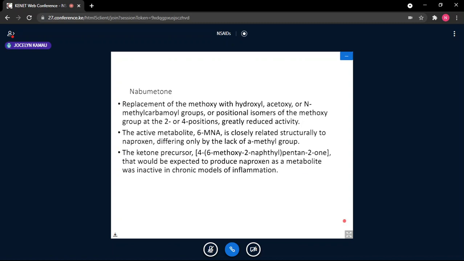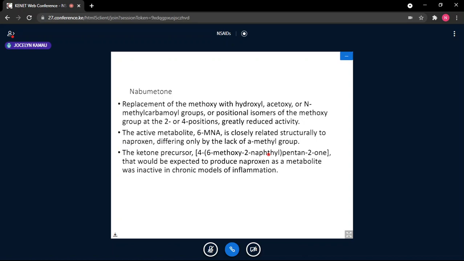Tell me when you are done, just a minute. So you can see, I'm reading, it is at position 4. The main compound here is pentan-2-one. But at its position 4, you have the 6-methoxy-2-naphthyl substituent. I've made it very easy for you. The main structure we are looking at here is the pentan-2-one, and at its 4th position, you have the 6-methoxy-2-naphthyl substituent.